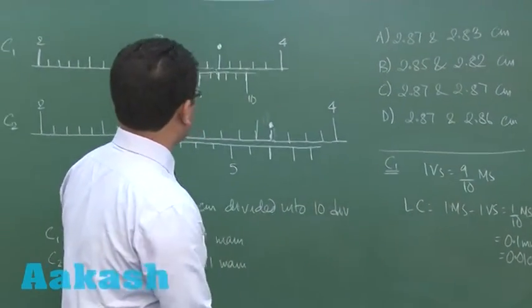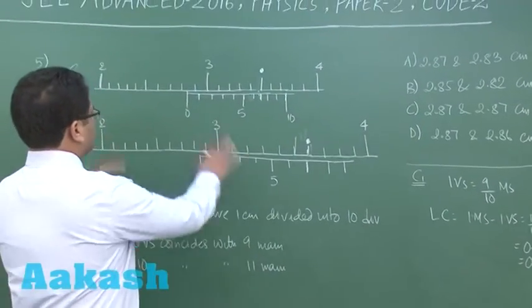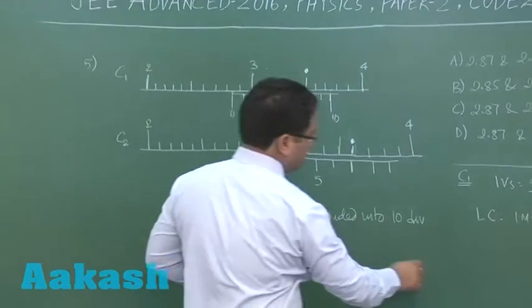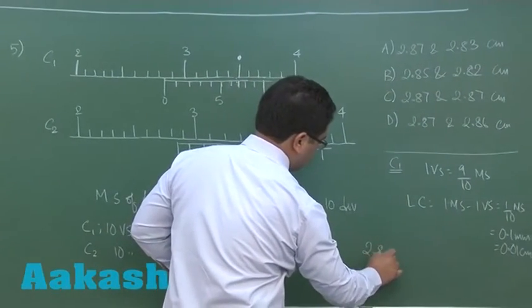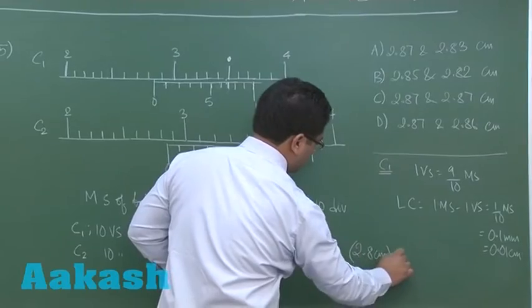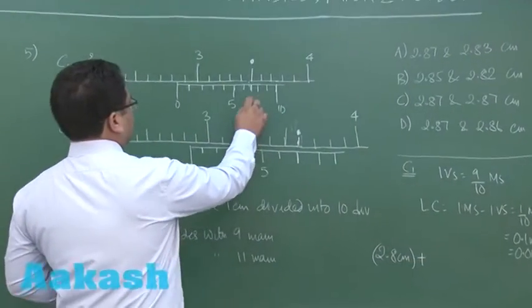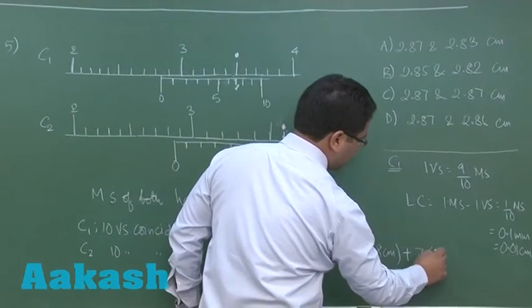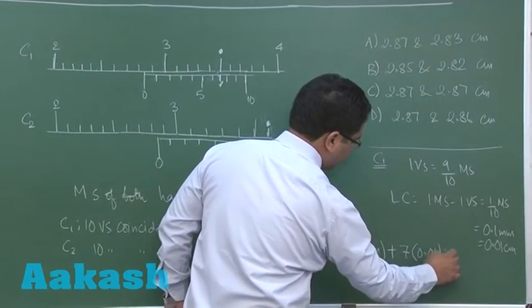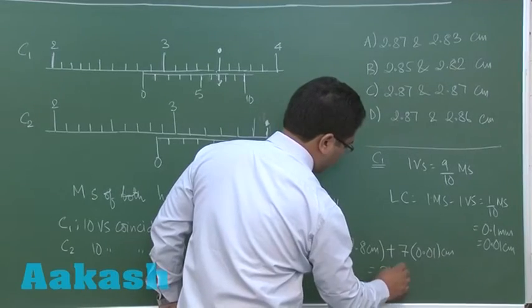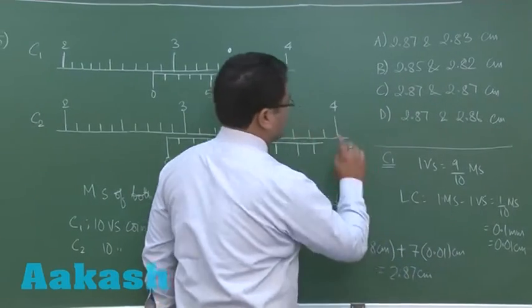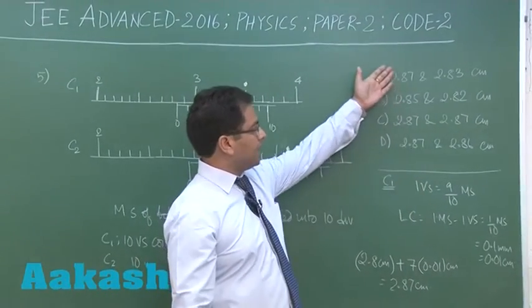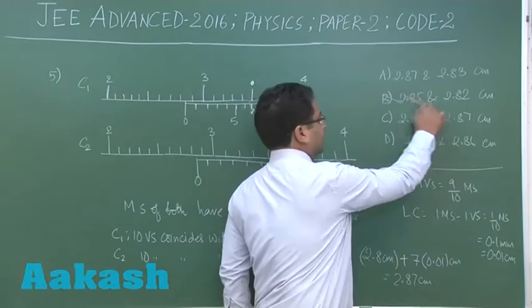Now let's try to see the reading. For the reading, this one is the regular because that's 6, 7, 8. So the reading would be 2.8 centimeter. That's for the main scale. And 7th vernier scale is coinciding. So 7th into least count 0.01 centimeter. So that comes 2.87 centimeter. So C1 is fair enough. 2.87 is in A, C and D. Of course, this is eliminated.